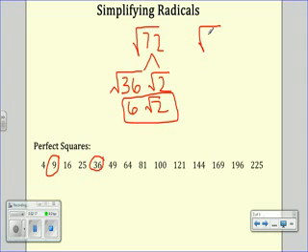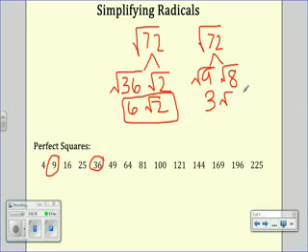Now if we were to use radical 9, we would arrive at the same answer, but it would take more steps. When we use radical 9, our other factor is radical 8. This will simplify to 3 radical 8, but radical 8 needs to be simplified further. Our perfect square for radical 8 is 4, and our other factor will be 2. Square root of 4 is 2, and radical 2 stays the same as always.